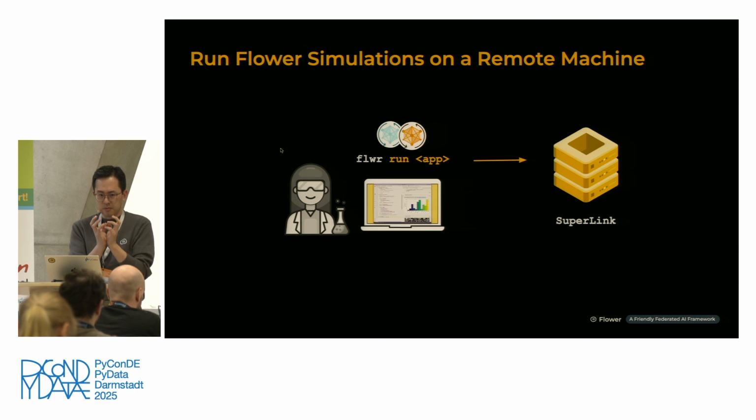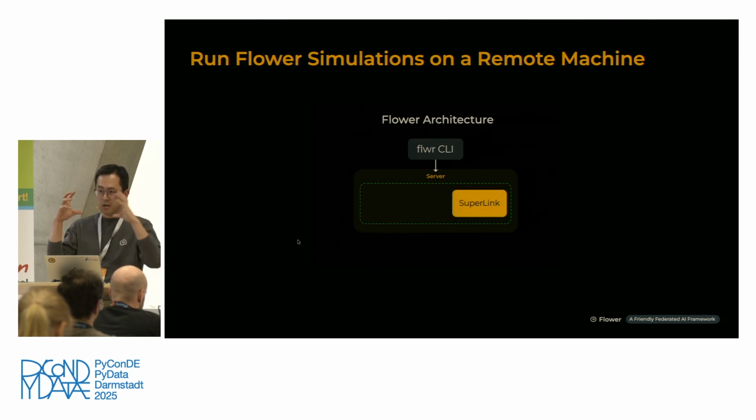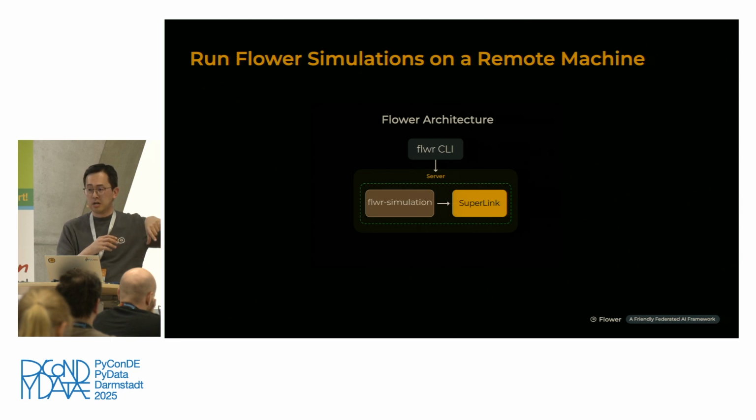A SuperLink is a name that we use for our server. So this is the architecture. You have the Flower CLI that you use to interact with, and then you have this big server component. Within the server, there is this SuperLink. It is a persistent component that runs. It accepts the commands that you execute from the Flower CLI, and then it can trigger this flwr-simulation process or sub-process. Under the hood, it takes your flwr run command and then starts a process that computes the simulation.